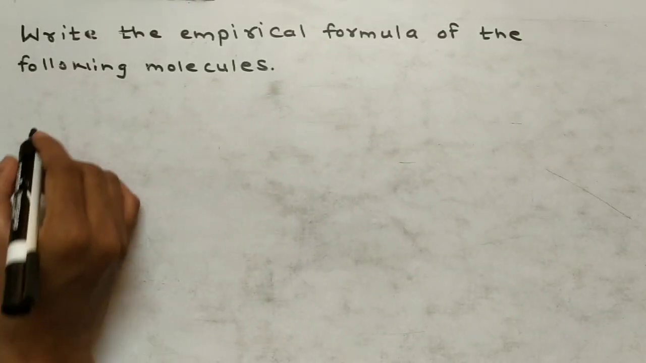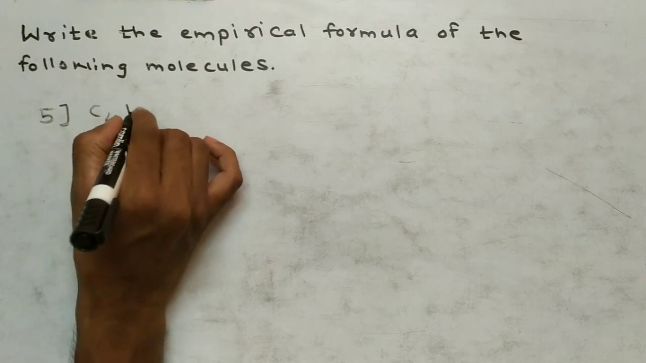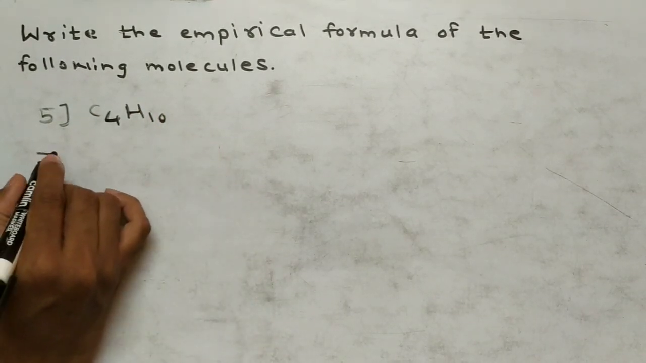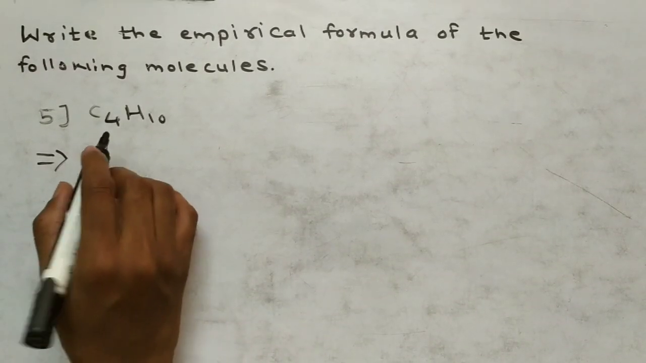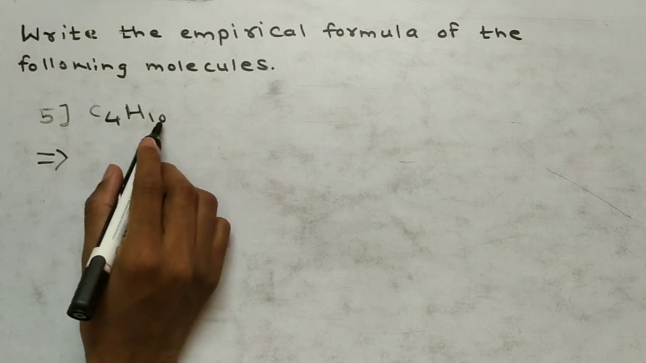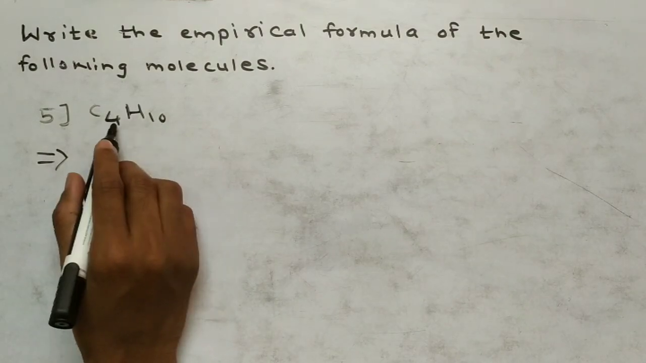Now let's take the last example, fifth one, C4H10. Now the smallest whole number in this formula is 4. Now if we divide this 10 by 4, we will get 2.5. But if we divide both the numbers by 2, we'll get the whole numbers.